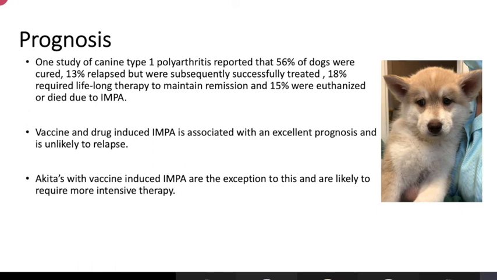And vaccine and drug-induced IMPA tend to have quite a good prognosis and tends to be unlikely to relapse unless there's repeated exposure. Unfortunately, the exception to this is Akitas with vaccine-induced IMPA, and they can require much more intensive therapy.